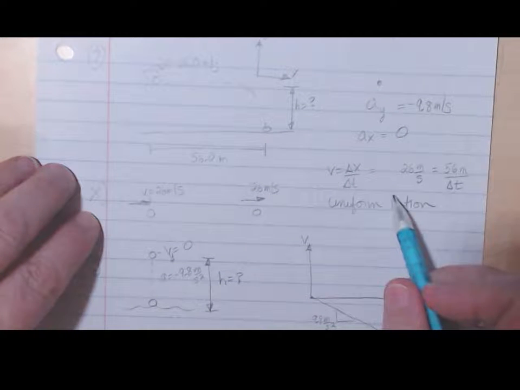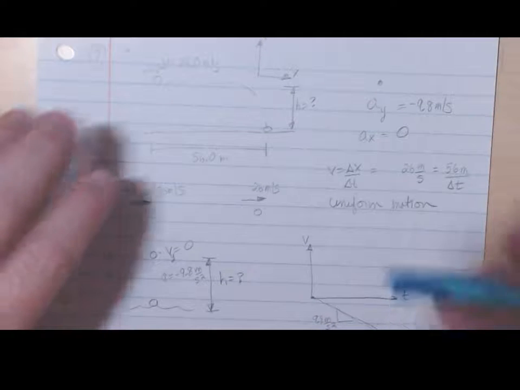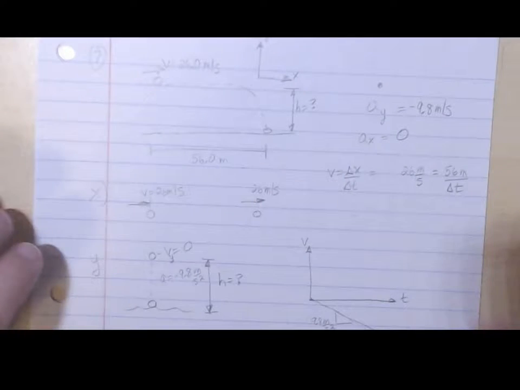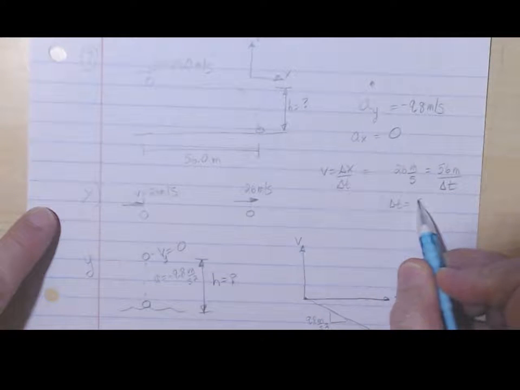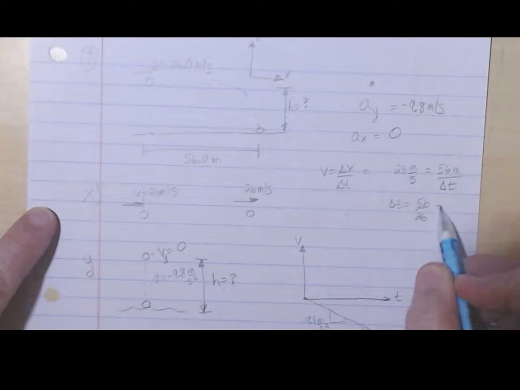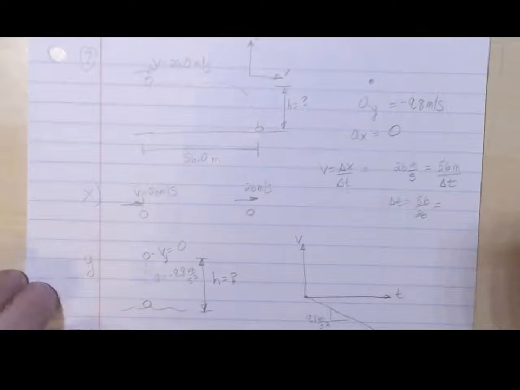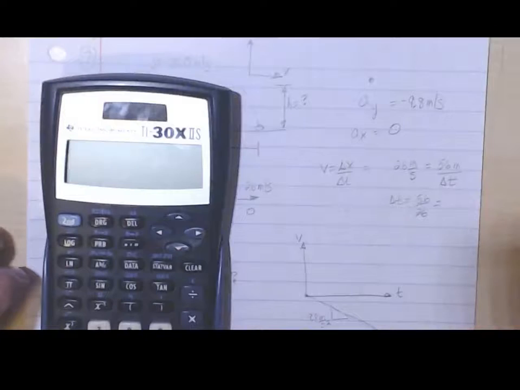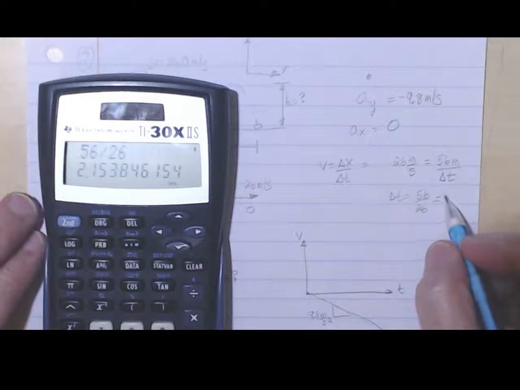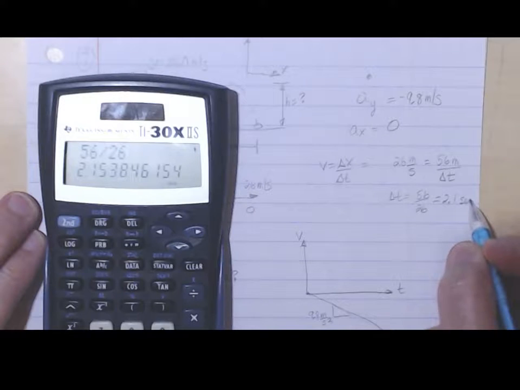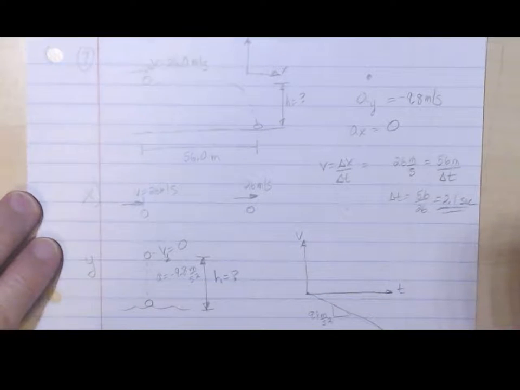Didn't leave myself much room here, did I? Let's erase that. You know it's uniform motion now, right? Okay, so let's rearrange and solve for delta t. Delta t is going to equal 56 divided by 26, which is 2.1 seconds. So we know this ball was in the air for 2.1 seconds.